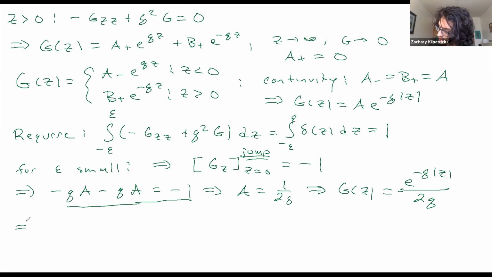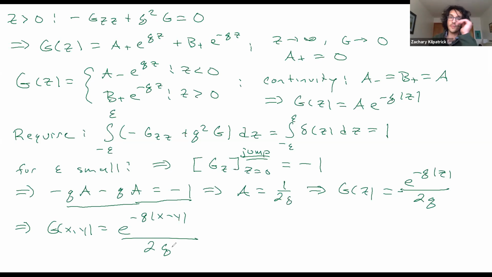Okay, so this implies that g of x, y is then equal to e to the minus q absolute value of x minus y, divided by 2q, right? Because remember, way back at the beginning, we made this change of variables with z. Now we have a function of just x and y. Now, this is our Green's function, right? That's what we wanted. You could check this. You could plug it back into the boundary value problem that we wrote down for the Green's function and check that everything works out.